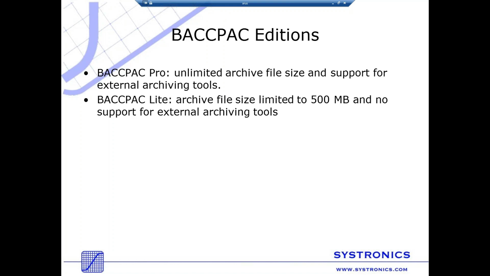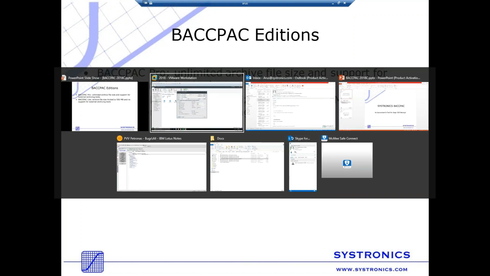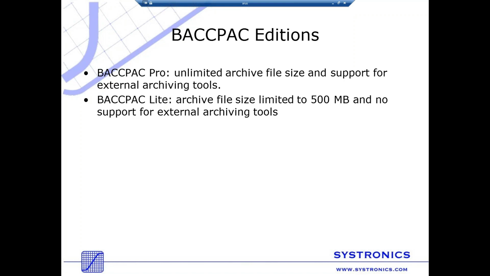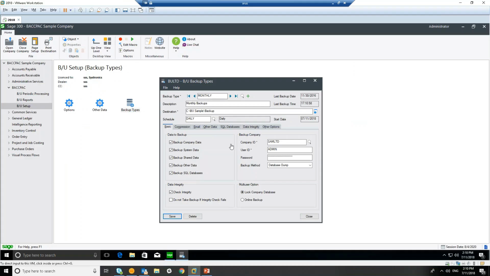BACCPAC is available in 2 editions, BACCPAC Pro, which allows unlimited archive file size and supports external archiving tools, and BACCPAC Lite, which limits archive file size to 500 megabytes and does not support external archiving tools. Now let us have a quick look into the BACCPAC features.